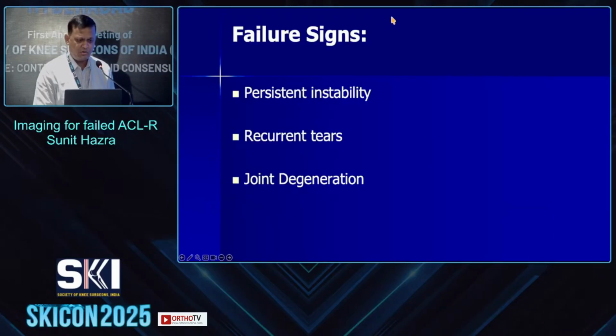So I think you need to understand that not only what the cause of the failure is, whether it's a recurrent tear or persistent instability, you also need to assess the joint degeneration. But we know that after ACL reconstruction, as well as in failed reconstruction, the joint degeneration starts early.